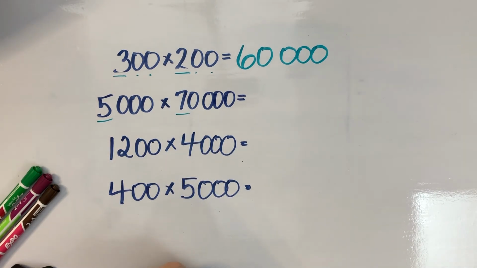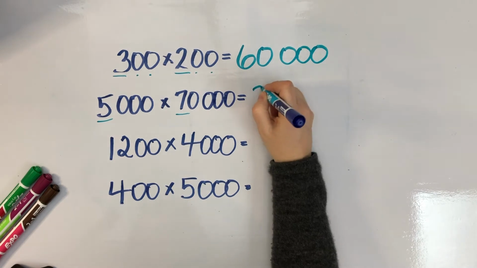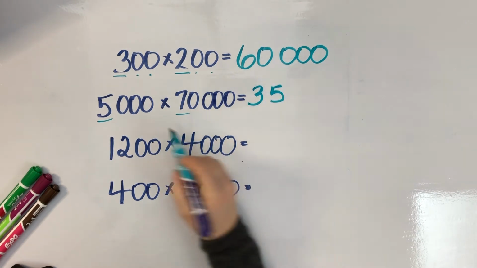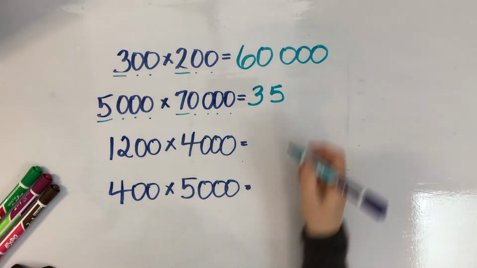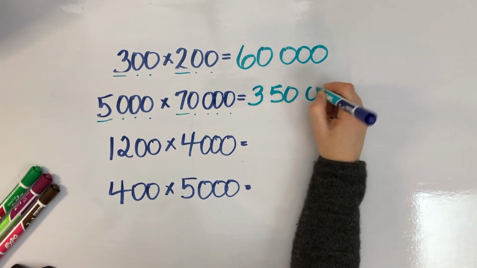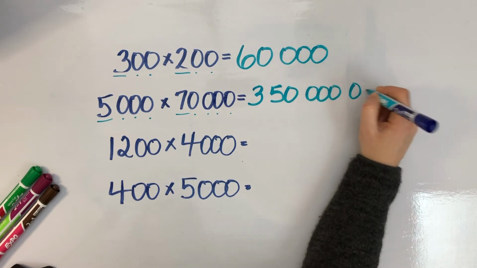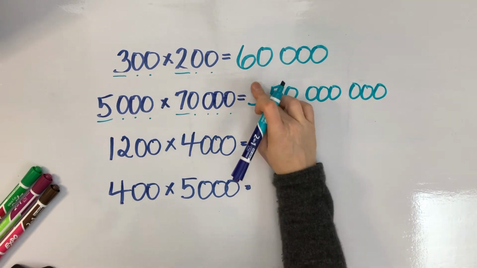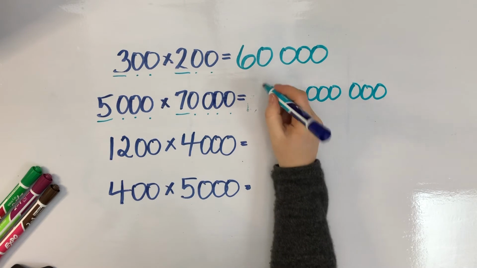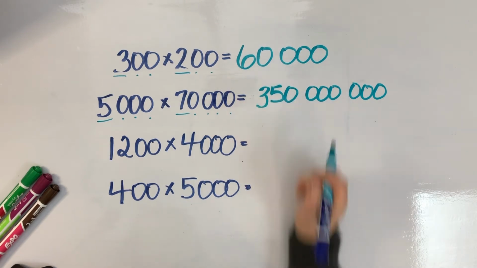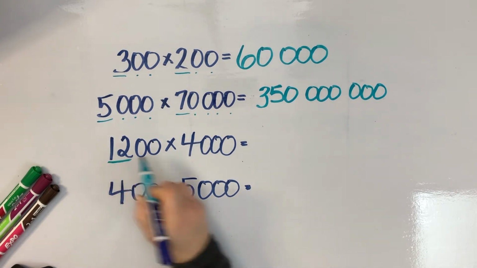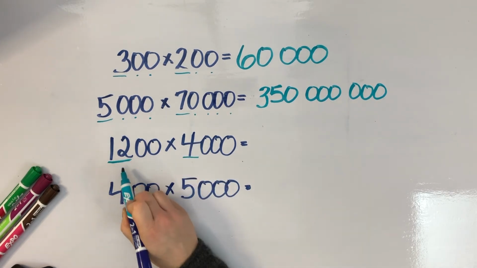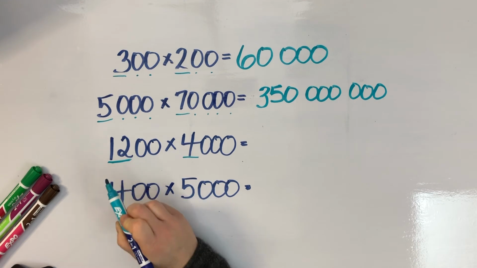Next, we have 5,000 times 70,000. So 5 times 7 gives us 35. And I will need to tack on 1, 2, 3, 4, 5, 6, 7 zeros. So I kind of planned my spacing out a little bit better this time. We have 350 million.